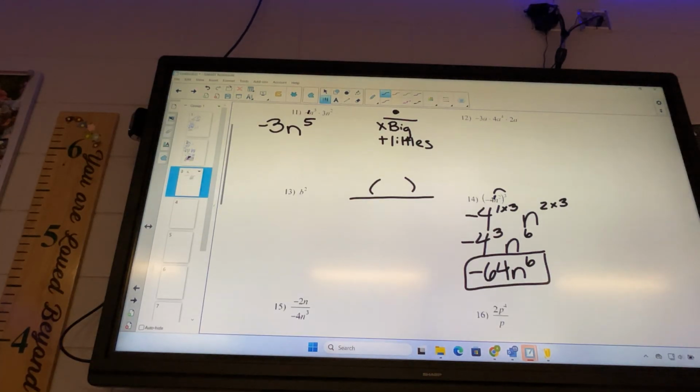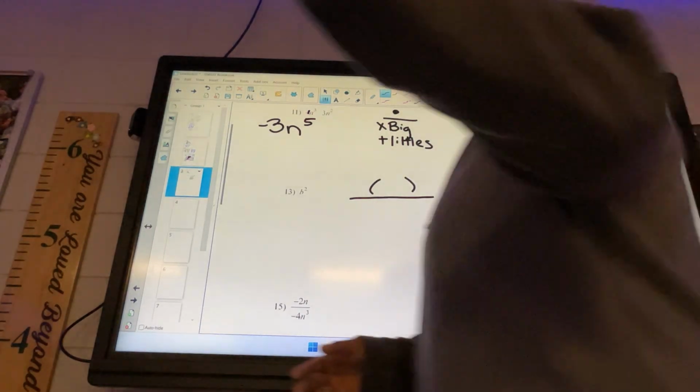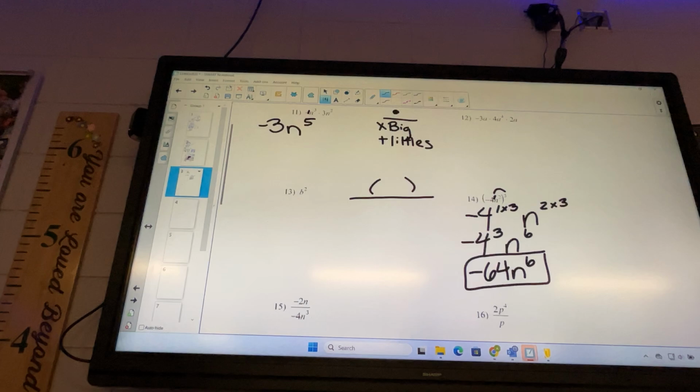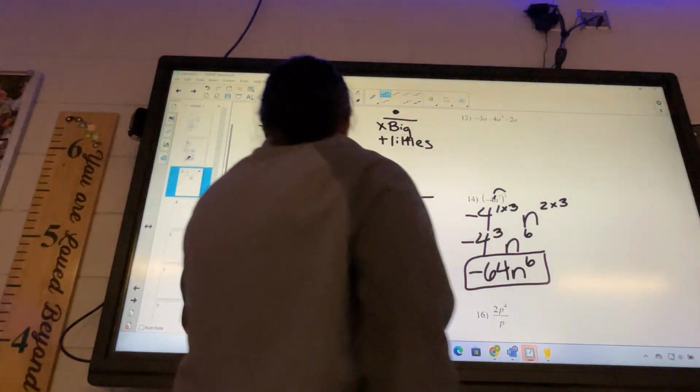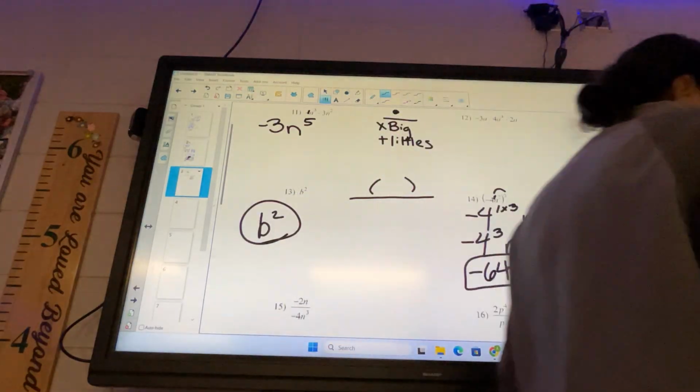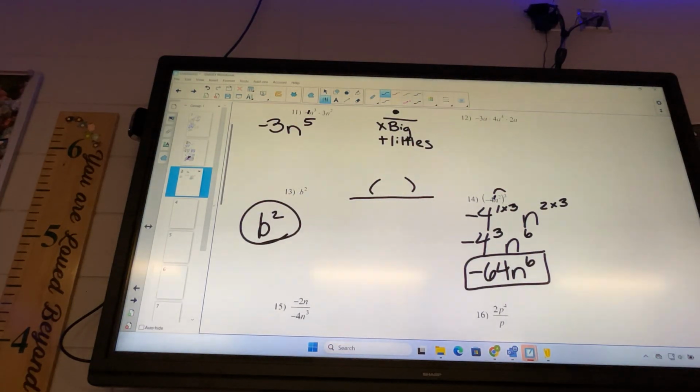Okay, look at 13. Is there a dot? Is there parentheses? No. Okay, so there's nothing to do here on this one. Okay, and so that is our answer. B squared is our answer. Okay? B squared is the answer. So that one's kind of like a trick question, in my opinion.